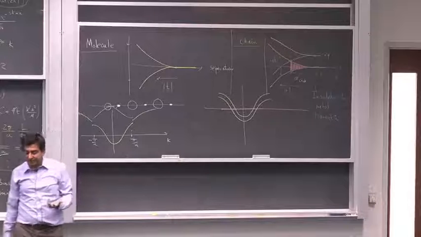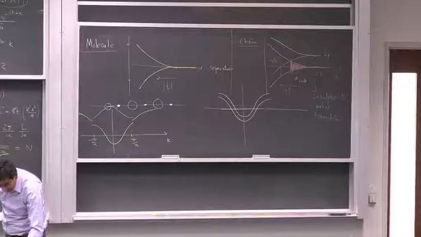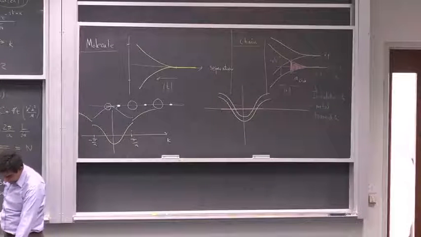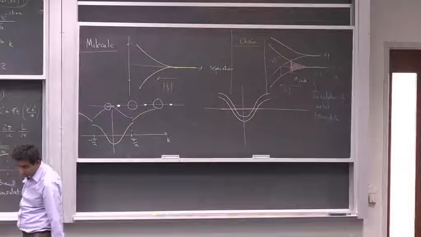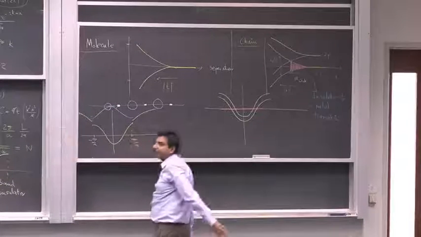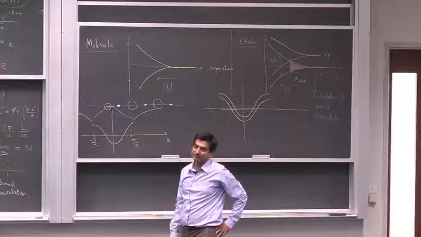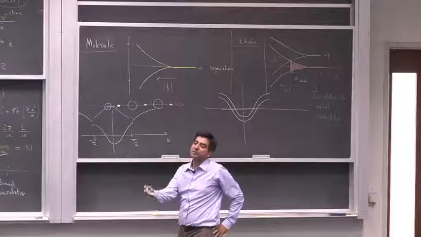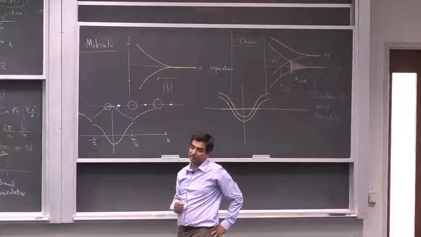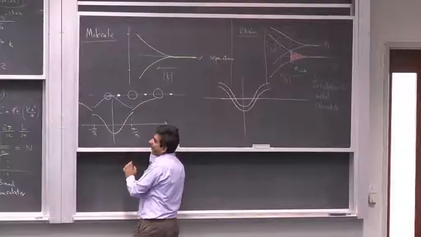Now, this has implications for magnetism as well. Once we have talked a little bit about the tight binding model, we would like to talk about magnetism now. And we would like to introduce another model on top of the tight binding model, which is called the Hubbard model. Any questions about these points?